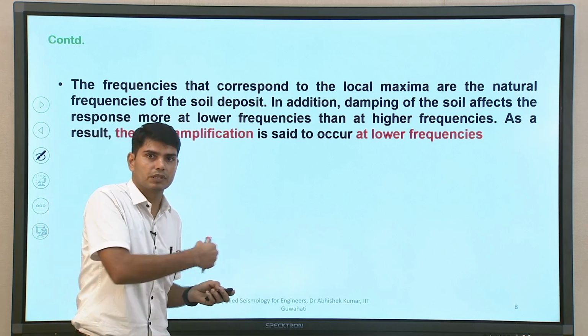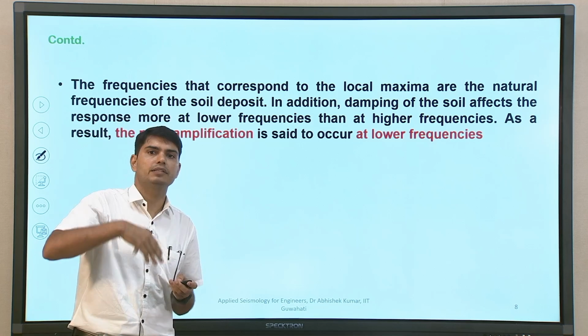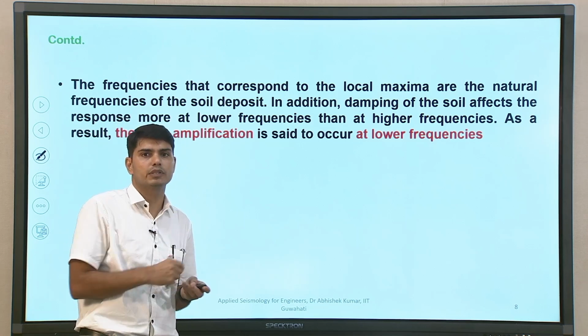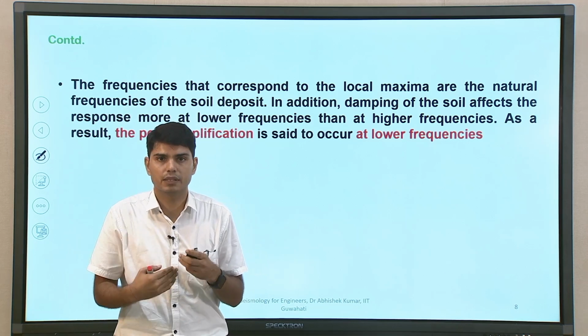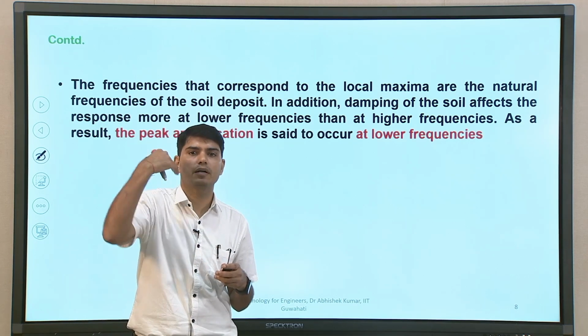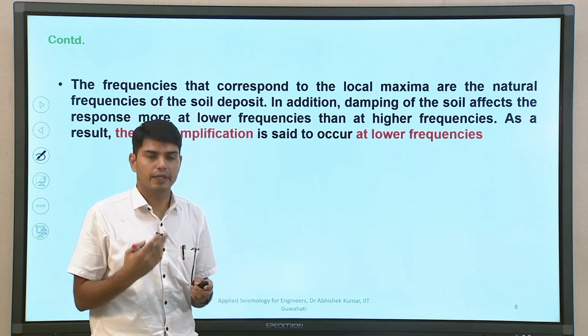And this observation, that there is no significant change at higher frequency contents but a significant change with respect to damping ratio at lower frequency content, will finally determine how much amplification or de-amplification will happen at lower frequency content when we go for this particular linear analysis.